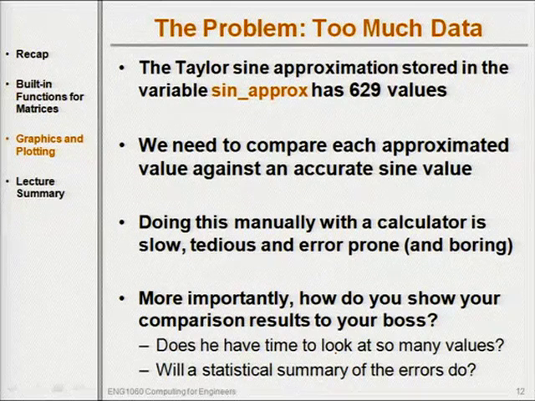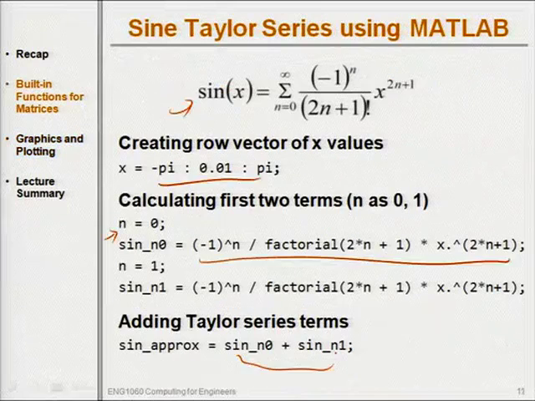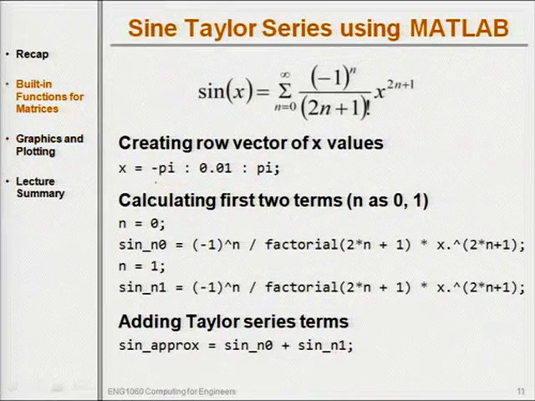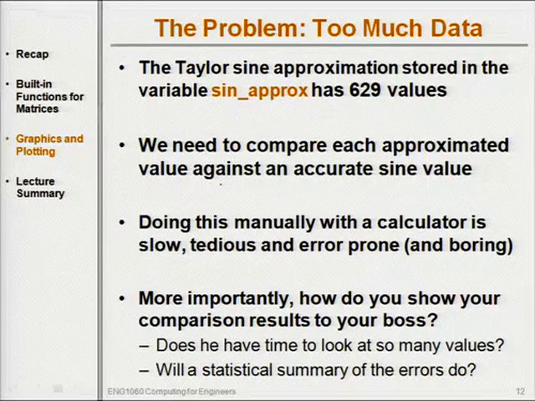When we get to this set of data, we have one value of sine for negative pi, and we have another value of sine for 0.01 above negative pi, etc. So you end up with 629 values in this case. To compare them, if we try to do that by hand, you'll see it's not a good thing.